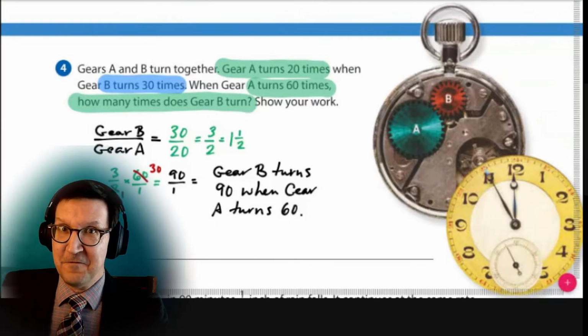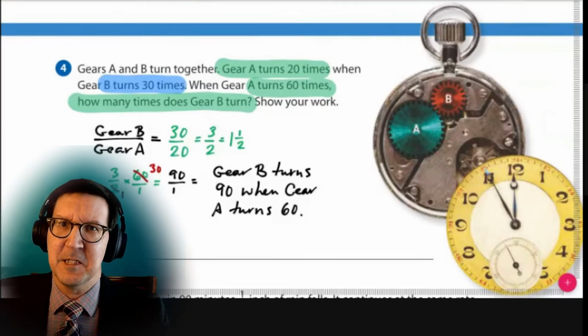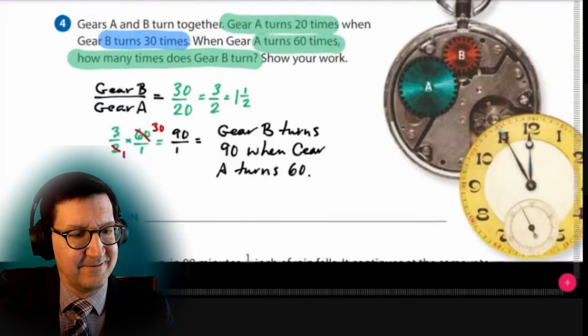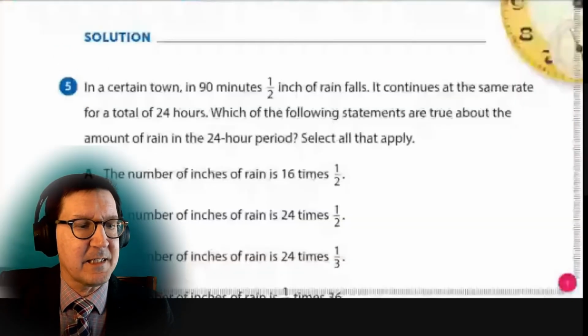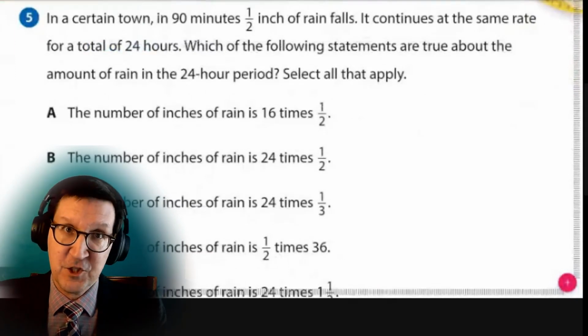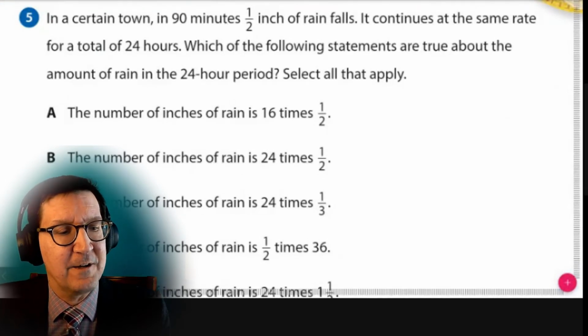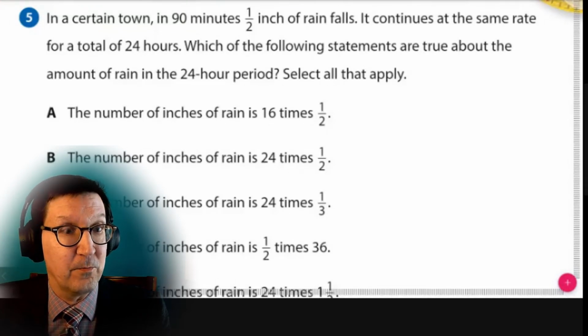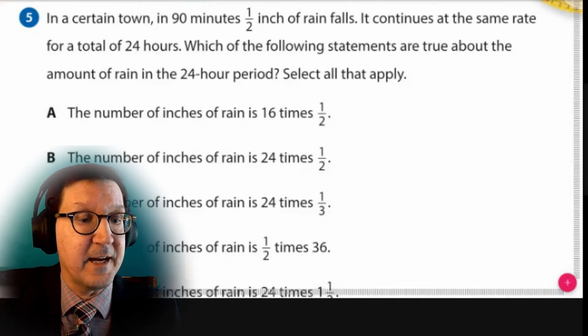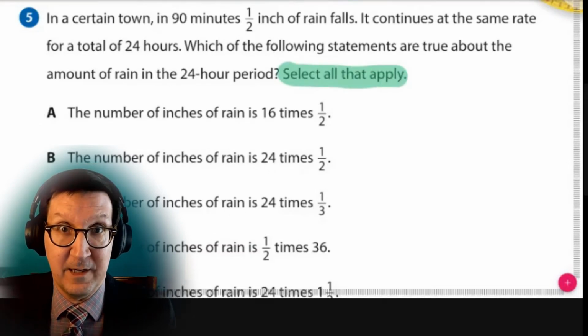So far so good, huh? These are kind of fun little number puzzles, aren't they? So let's move on. Let's look at question 5. In a certain town, we don't know what this town is. Maybe Gastonia, could be Belmont, could be Cherryville, who knows. In a certain town in 90 minutes, 1/2 inch of rain falls. It continues at the same rate for a total of 24 hours. Which of the following statements are true about the amount of rain in the 24-hour period? Select all that apply. That means more than one answer is going to be correct.